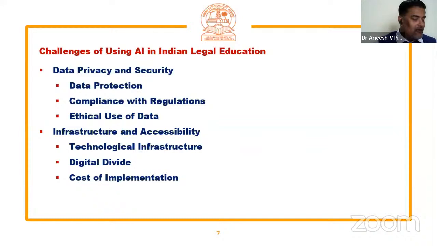Then, when I'm saying so many good things about artificial intelligence and how it can be used for legal education, be mindful about the challenges posed by these AI technologies. Starting from data privacy and security, this is a common challenge wherever AI tools are being used. In all those places, we can find an issue or conflict with data privacy as well as security. So the use of AI in legal education also significantly threatens data protection, and it will always go in conflict with other legal requirements, and sometimes it will raise the concern of ethical use of the data.